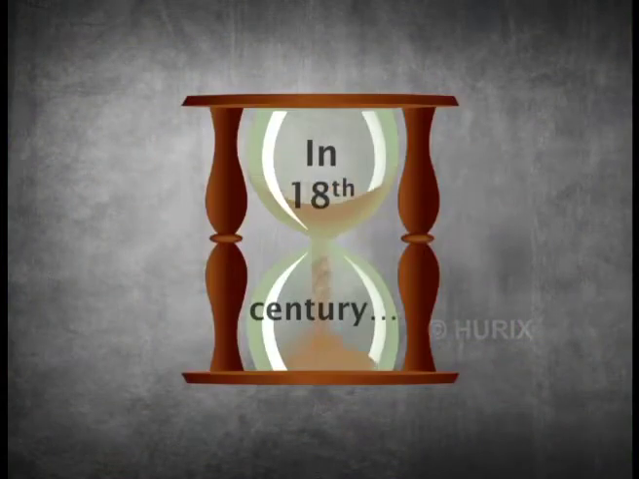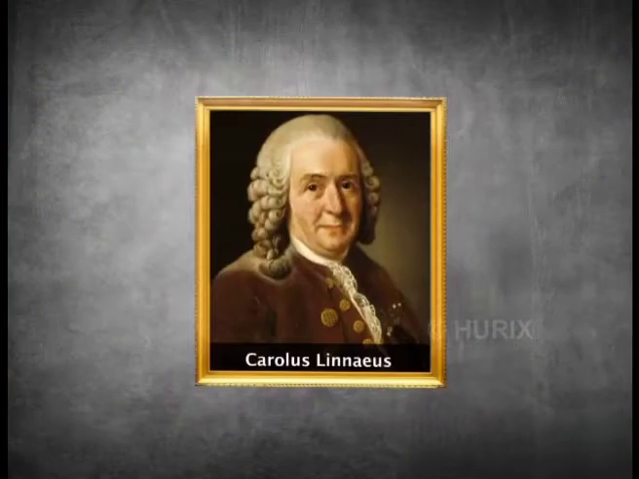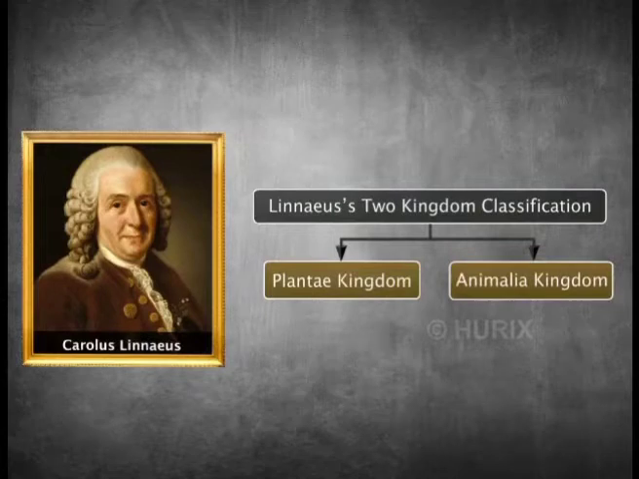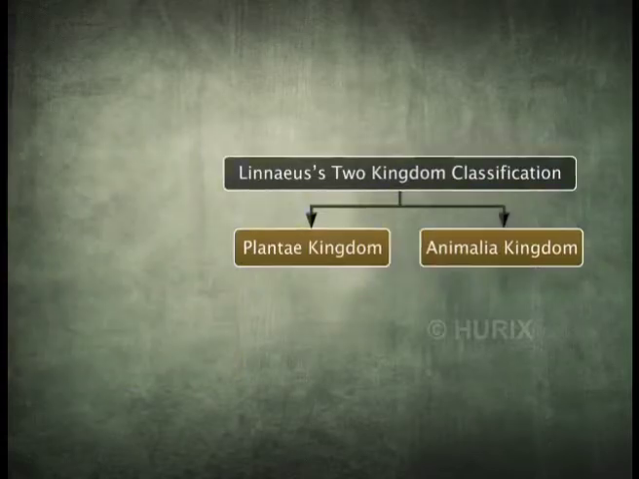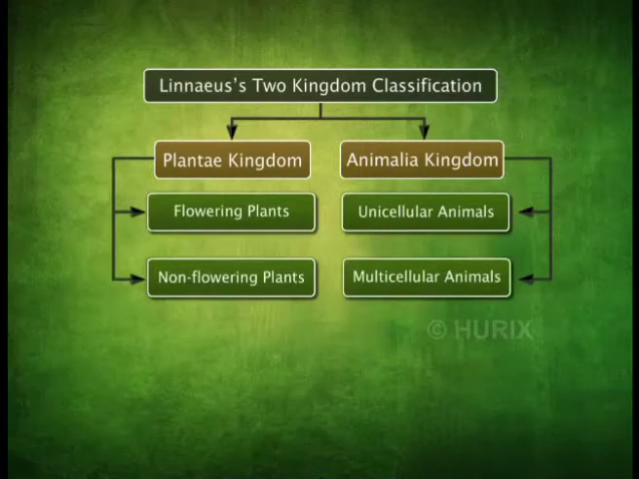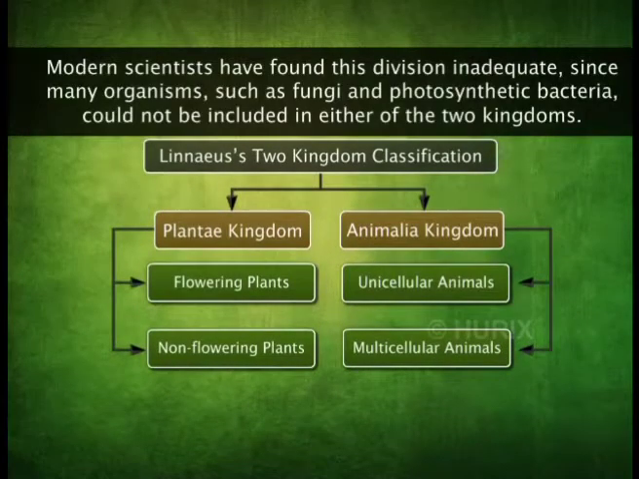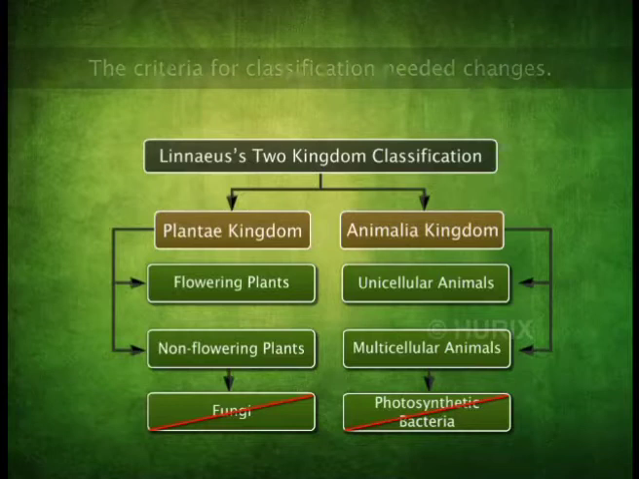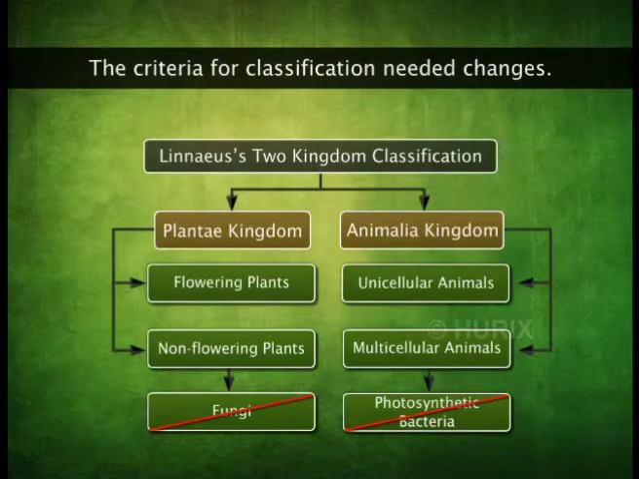In the 18th century, Swedish scientist Carl Linnaeus also classified organisms into two kingdoms, Plantae and Animalia. These names are the Latin words for plants and animals. Plantae were classified as flowering and non-flowering plants, while Animalia were classified as unicellular and multicellular animals. Modern scientists have found this division inadequate, since many organisms, such as fungi and photosynthetic bacteria, could not be included in either of the two kingdoms. The criteria for classification needed changes.